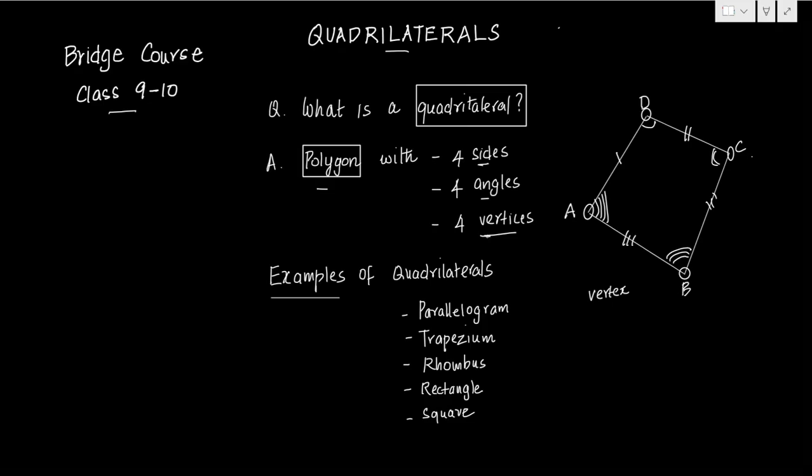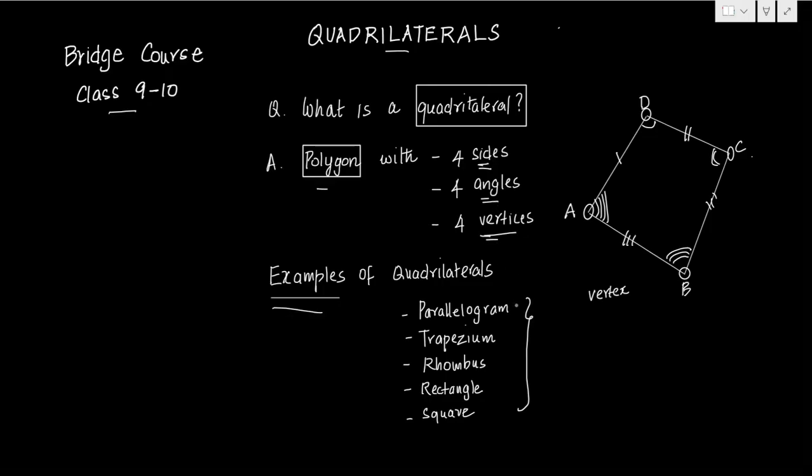Okay, so a quadrilateral is just a 4 sided figure, but there are a number of other shapes which also come under the family of quadrilaterals. All these shapes are quadrilaterals. Each of them is a quadrilateral because they all have 4 sides, 4 angles, and 4 vertices.